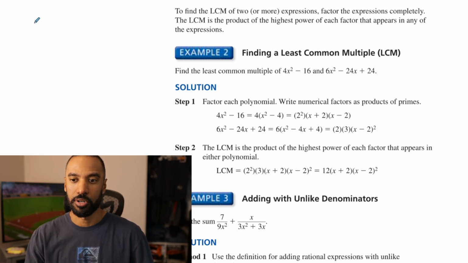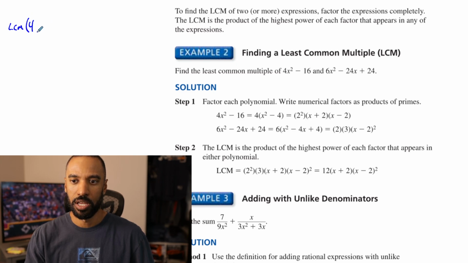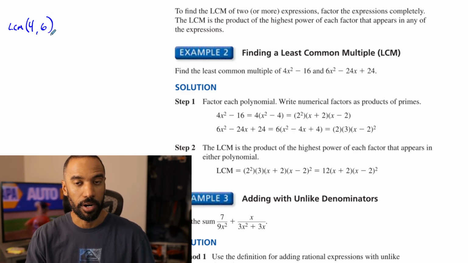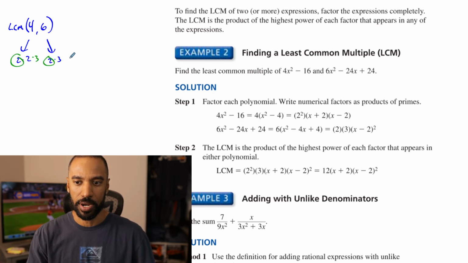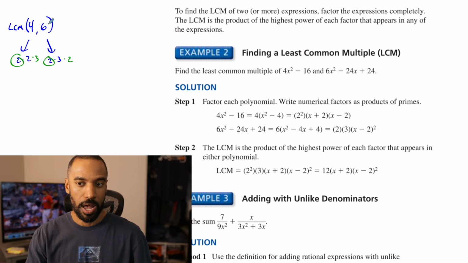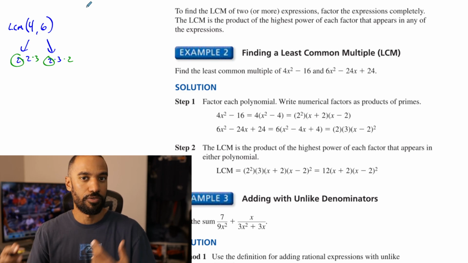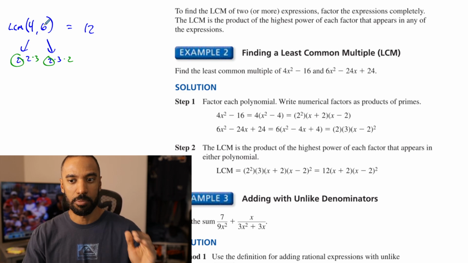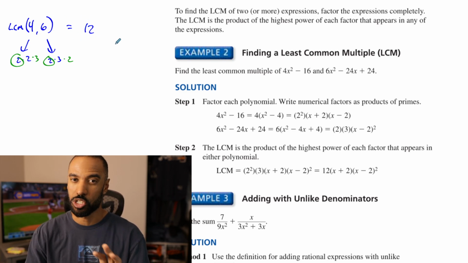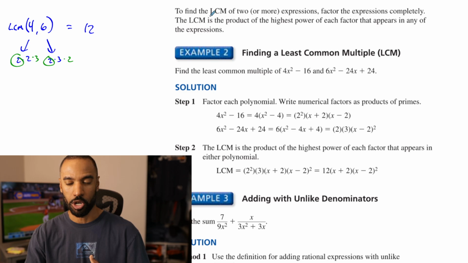If I had the numbers 4 and 6, what's the least common multiple of 4 and 6? Because it ain't 24. You see, 4 is 2 times 2, and 6 is 2 times 3. Each of them shares a factor of 2, but this is missing a 3, and this is missing another 2, right? So if I multiplied this by 3 to get 12 and by 2 to get 12, you'd find out the least common multiple is 12, not 24. You don't have to multiply by 6 and by 4 when there's something smaller. That's especially going to be the case for these bigger polynomial expressions.